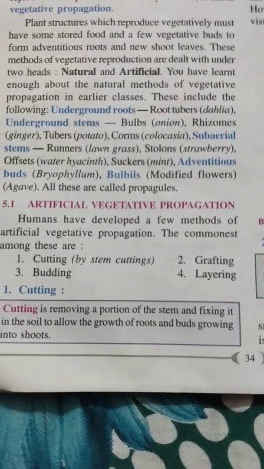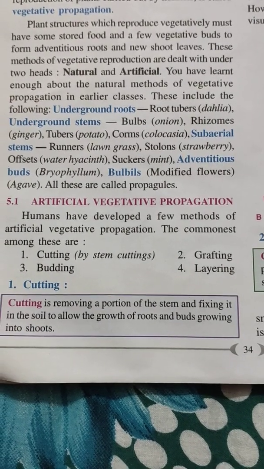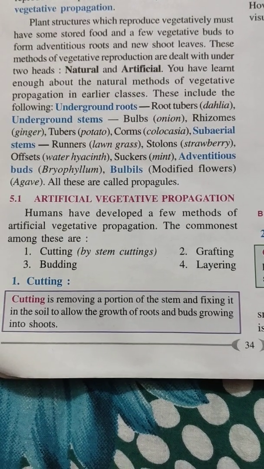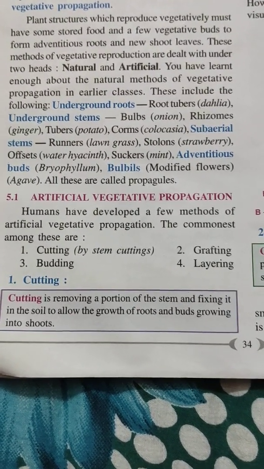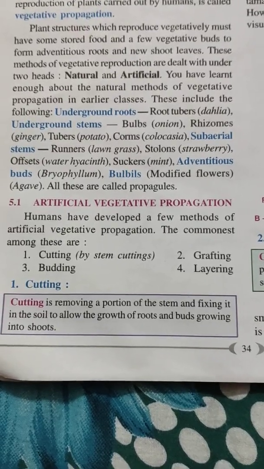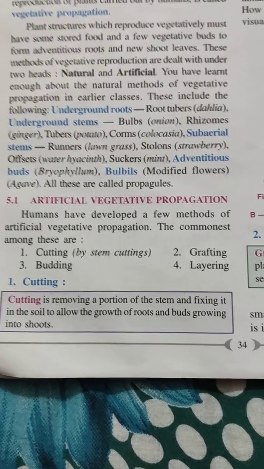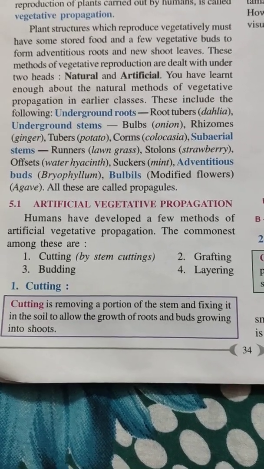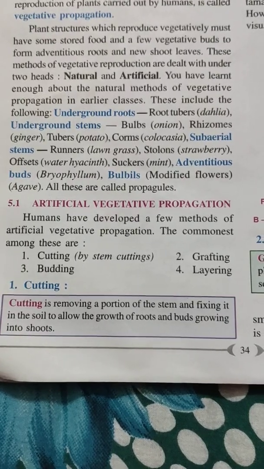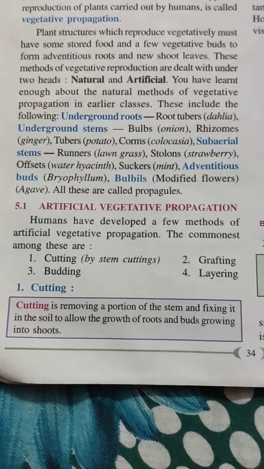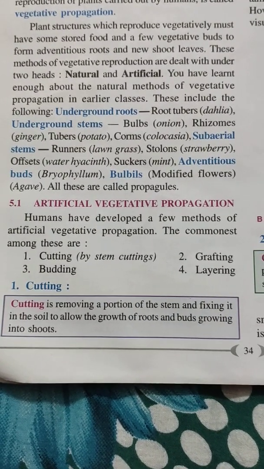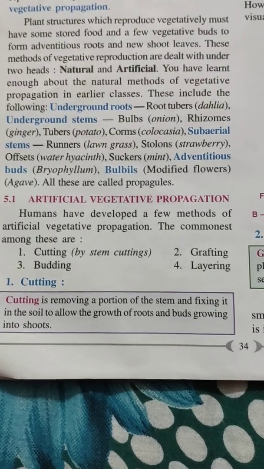But in this chapter, we are concerned with the artificial vegetative propagation. Now, what are the commonest ways? First is cutting, next is grafting, third is budding, and fourth is layering. Now, what is cutting? I hope you all have seen in your gardens, your parents, maybe those who are interested in gardening, they are cutting the stem of some interesting plant from other gardens, and they are putting that directly into the soil, and from that stem cutting the new plants are growing.